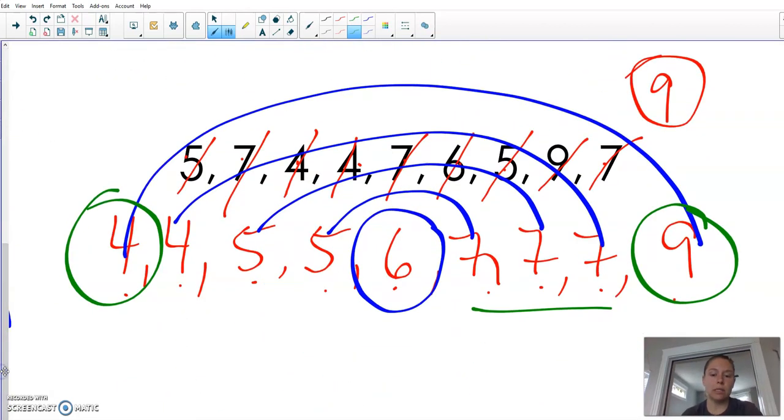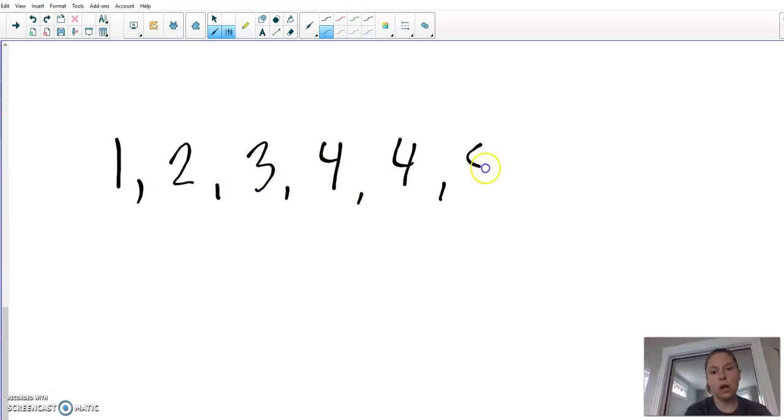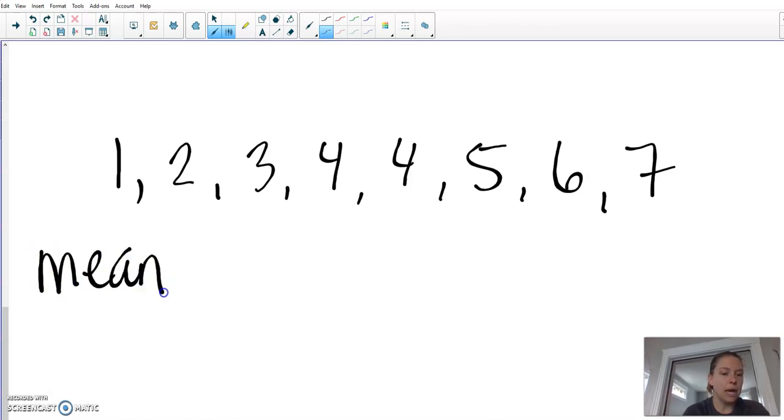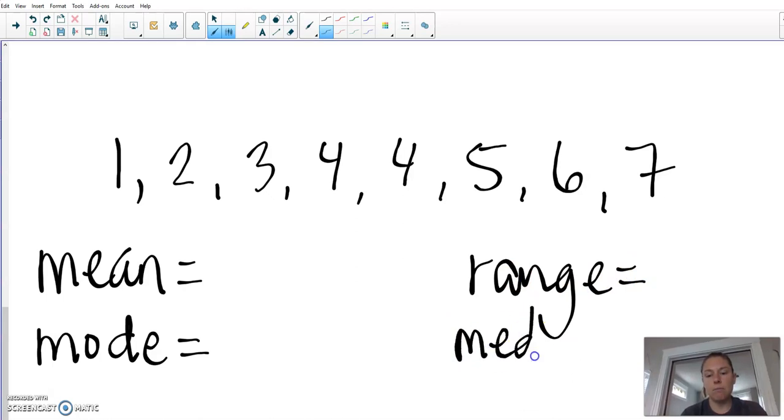Now I am going to show you one last example because I bet some of you are wondering what happens if we have 2 numbers left in the middle. I'm just going to give us a really easy example. I'm going to go 1, 2, 3, 4, 4, 5, 6, 7. Okay, now you still find the mean the same way. Add them all up, divide by how many there are. You still find the mode the same way. Which one occurs the most? The range, again, would just be 7 minus 1, but I left median for the last one.